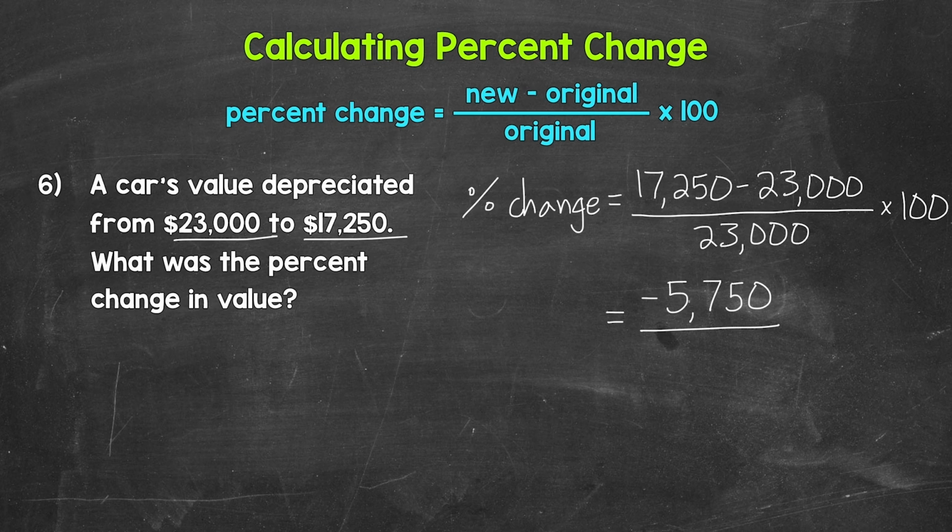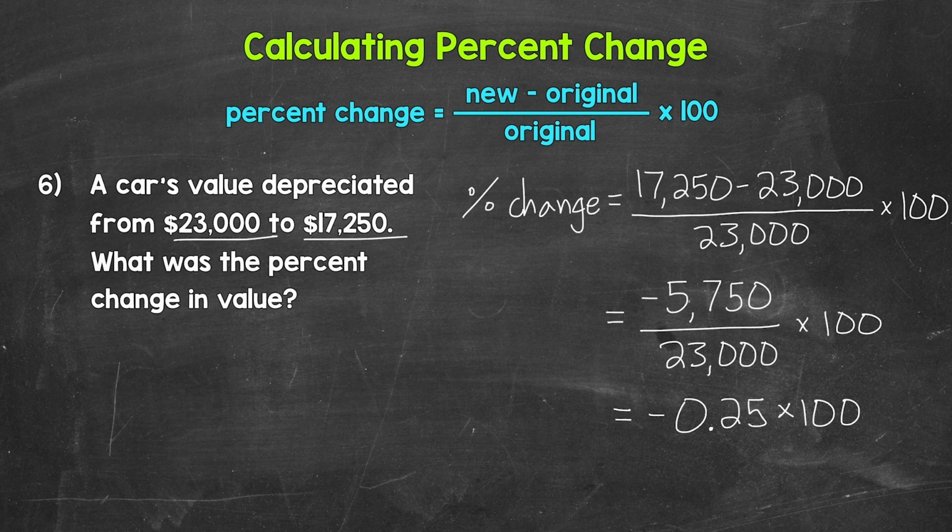So now we need to divide that amount of change by the original value, 23,000, and then multiply by 100. Now we need to divide. So negative 5,750 divided by 23,000. That gives us negative 0.25, negative 25 hundredths. So that's our decimal, and we need to multiply that decimal by 100 to convert it to a percent. Let's move the decimal twice to the right. So we get negative 25%.